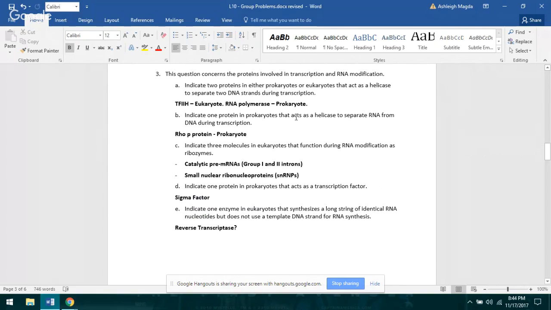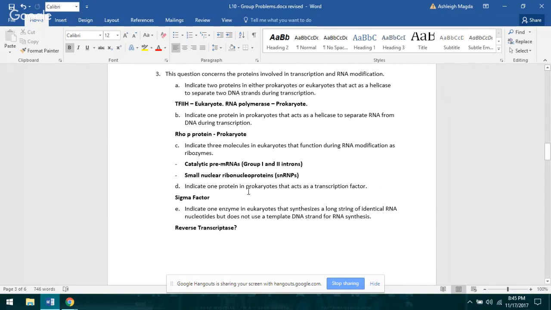B, indicate 1 protein in prokaryote that acts as a helicase to separate RNA from DNA during transcription, and I got Rho protein. For C, that one was a little tricky. It said indicate 3 molecules in eukaryote that function during RNA modification as ribozymes. So there's catalytic pre-mRNAs, which is both group 1 and 2 introns, which can work as 2 of those 3 molecules, and then small nuclear ribonucleoproteins, which is the snRNPs. That's a tongue twister. And so there's your 3 molecules right there.